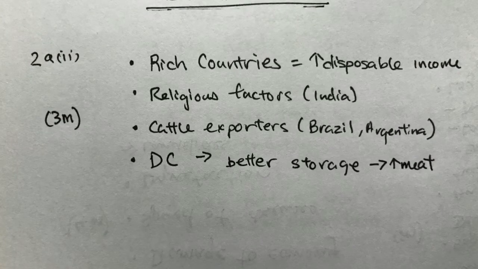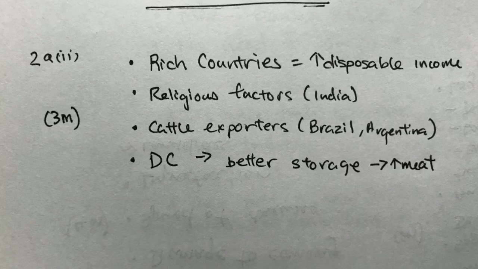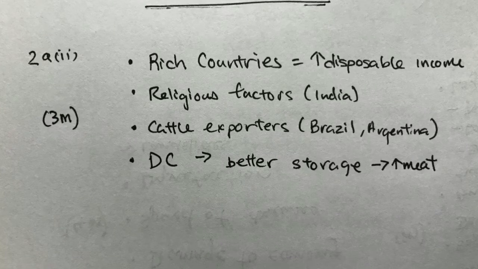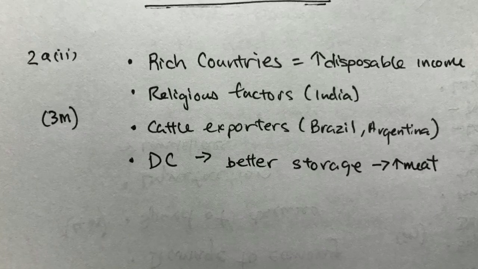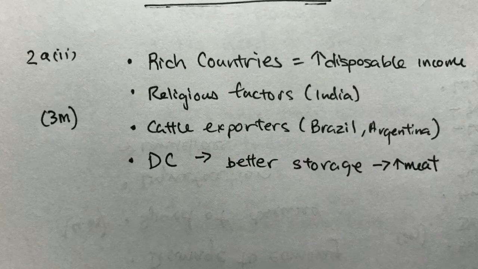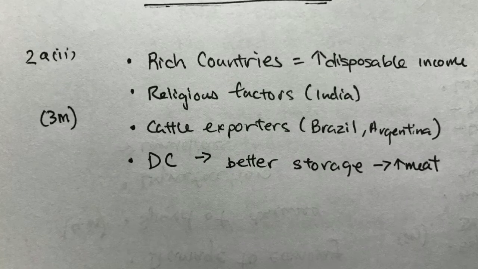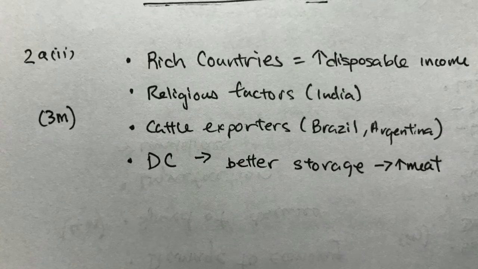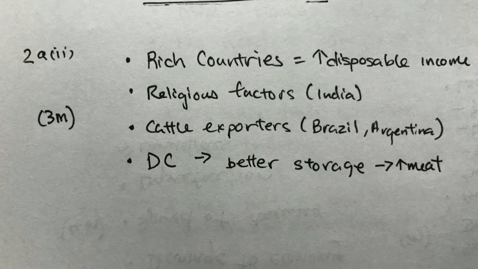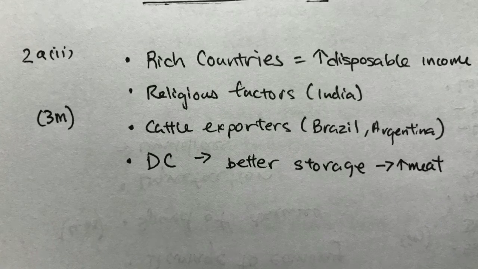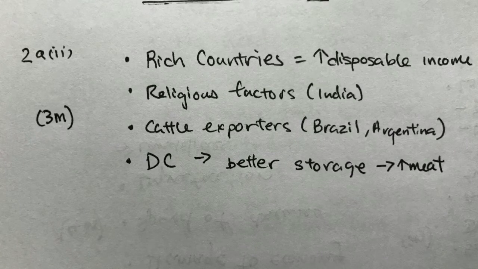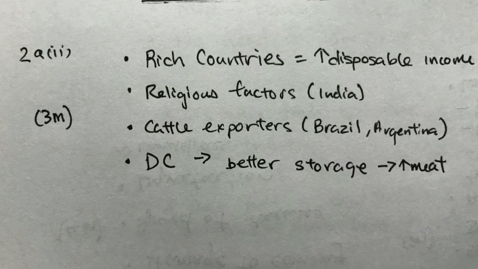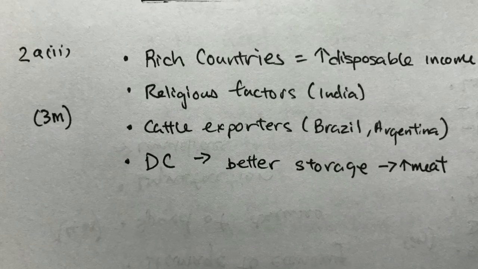For 2a part 2, you are required to give reasons to account for the variations in meat consumption shown above. So for this particular part, you need to list down which countries have increased disposable income and how that factors into meat consumption. You need to highlight the reasons for your exceptions: religious factors for India, cattle exporters for Brazil and Argentina. Another point that can be brought up is that developed countries, DCs, have better storage systems and networks which allow them to have a larger consumption of meat product.